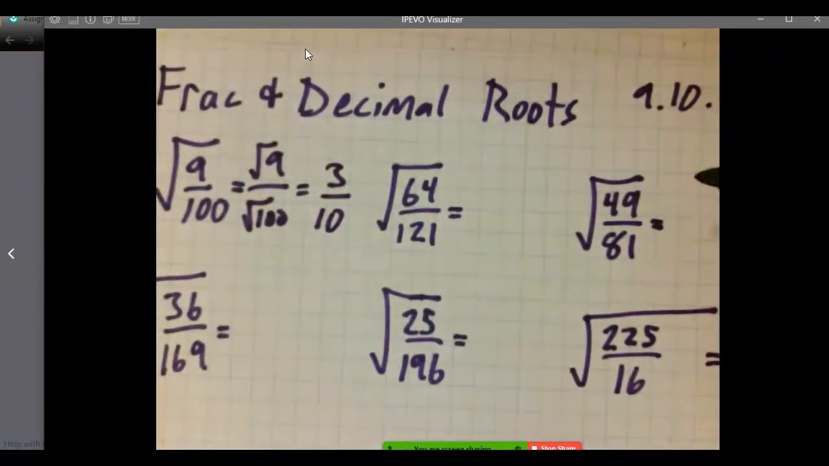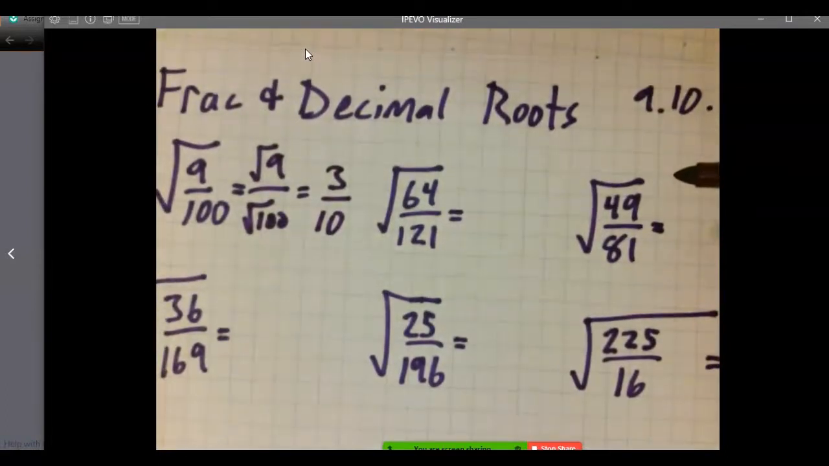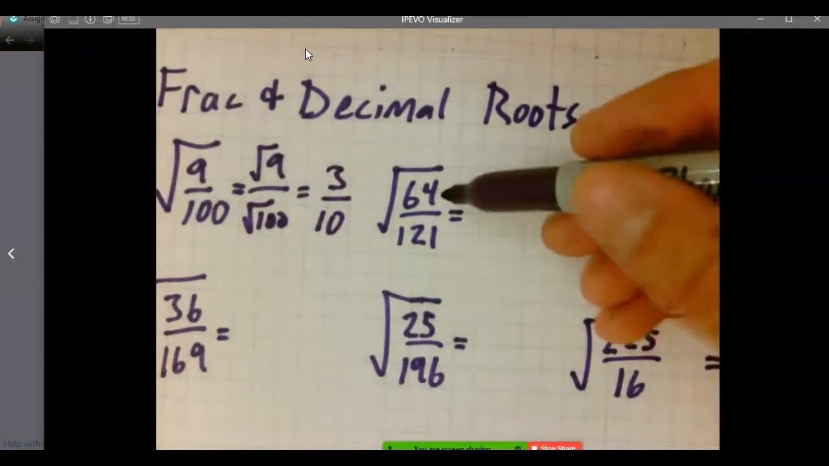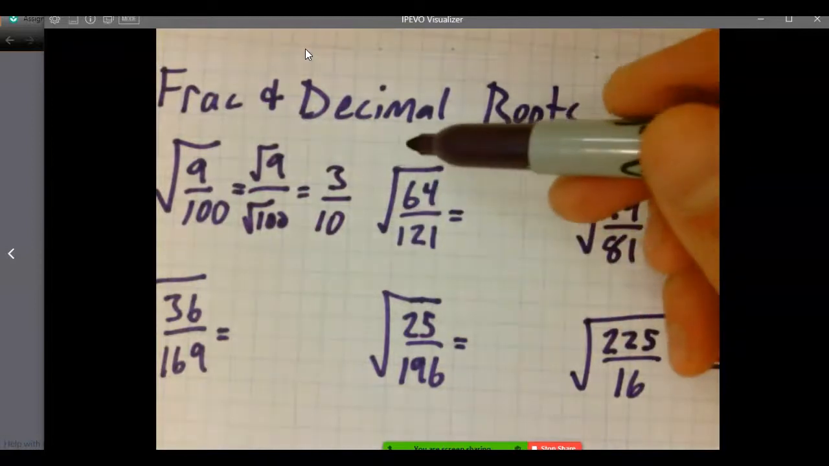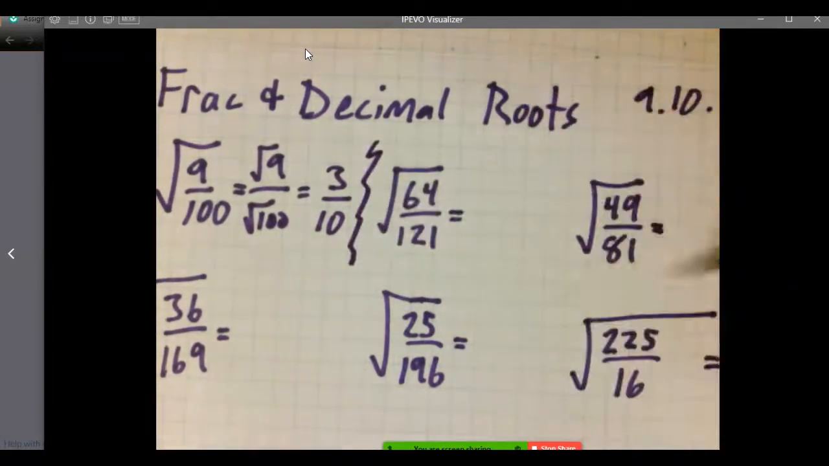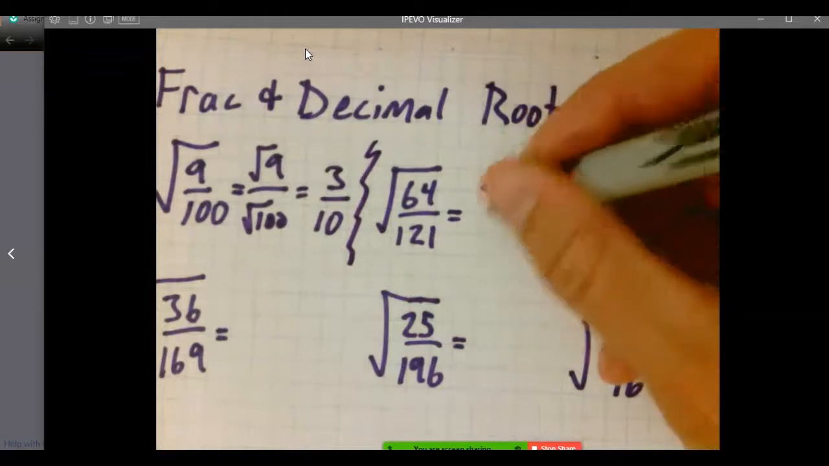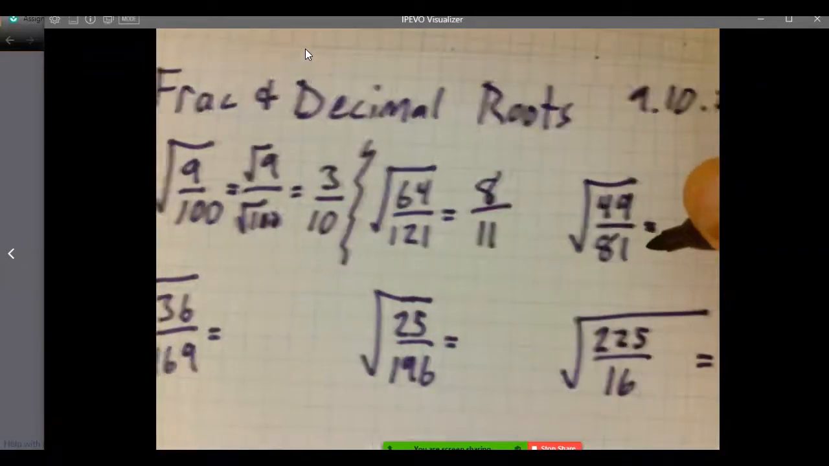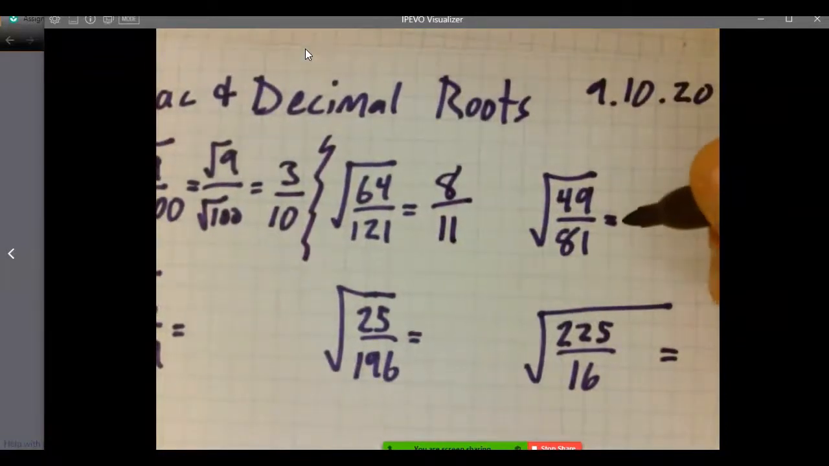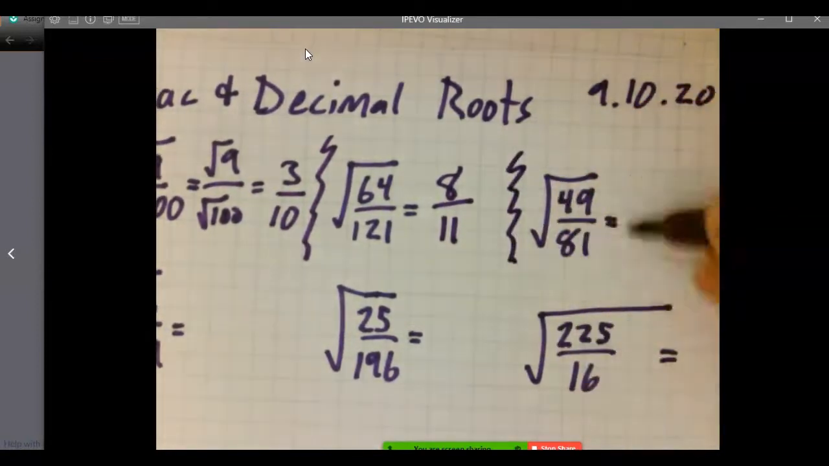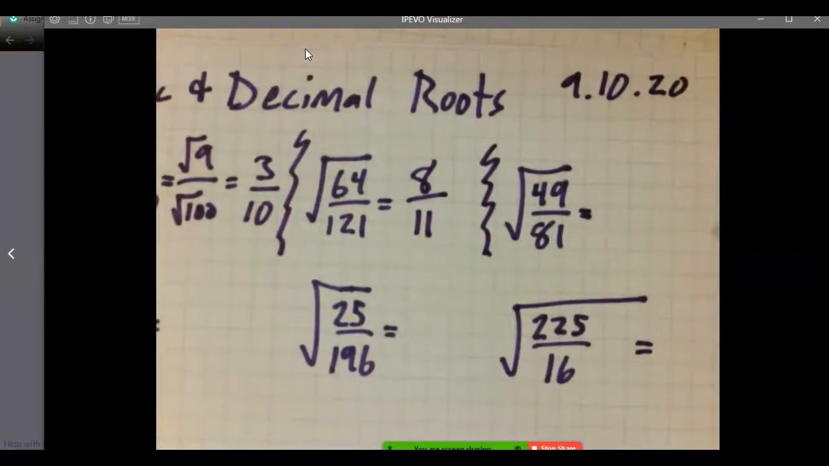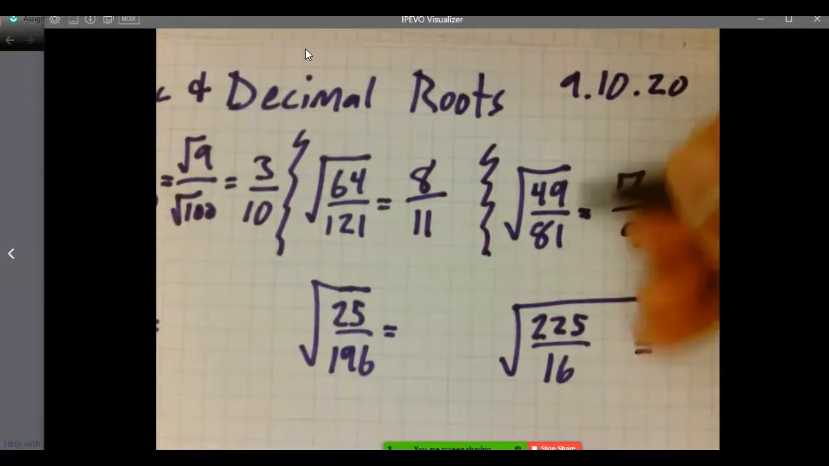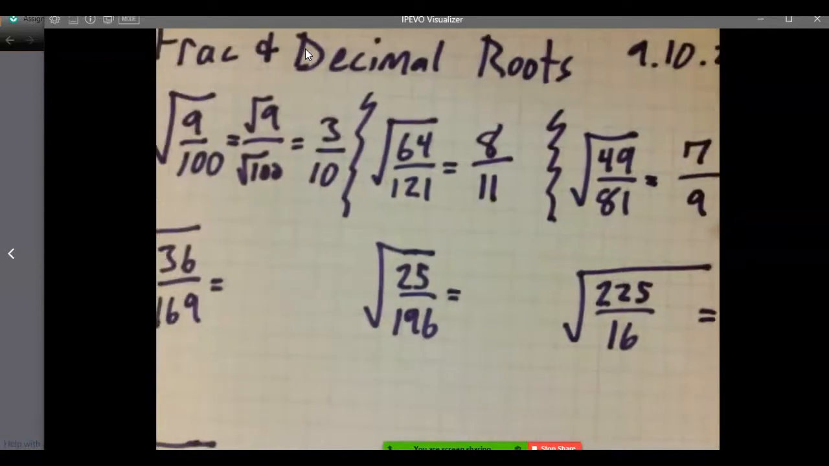I'm going to start just cold calling on people. Remember that you can pass. You are more than welcome to pass. I just got to see if people are paying attention. Kelly, what is the square root of 64 over 121? 8/11. Yeah, 8/11. Akshaya, what is radical 49 over 81? 7/9. 7/9, because we're square rooting the 49 and the 81 separately.